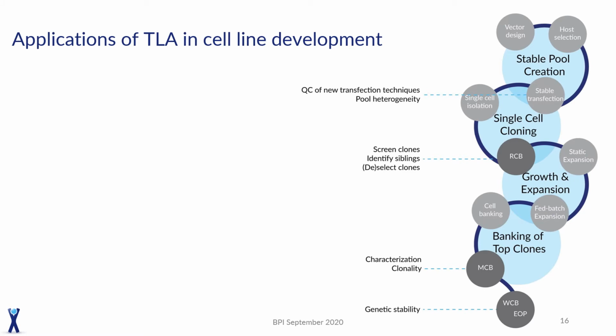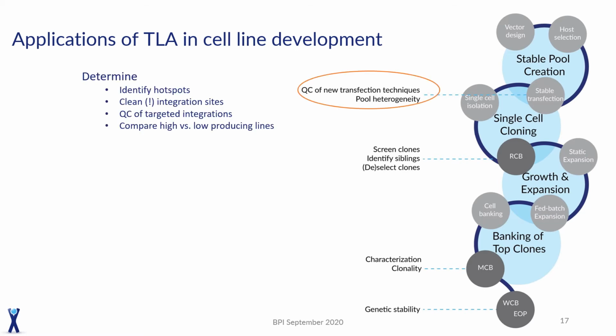So there are several stages at which TLA is of use. I'm just going to go briefly through all these stages. So very much upstream, when you do transfection, you might be interested in determining whether there are any hotspots in your cell line, whether integrations, say if you have a single integration, are clean. And so especially when you have new transfection technologies, you want to assay looking at the genetic level, and the genetic integrity can be very, very valuable.